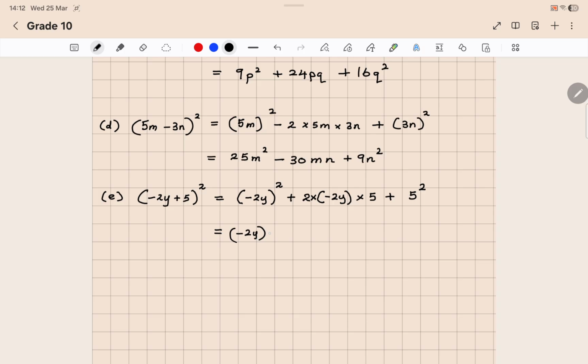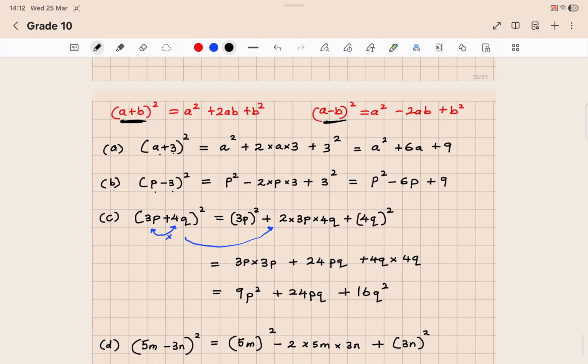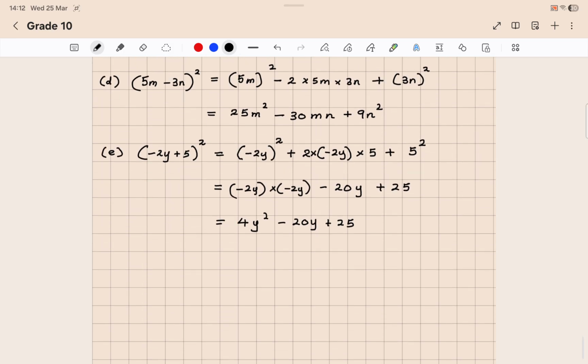Right, now simplify. Minus 2y times minus 2y. Minus 2 into minus 2 is 4, so 4y squared. 2 into minus 2 is minus 4. Minus 4 into 5 is minus 20y. Plus 5 squared is 25. So 4y squared minus 20y plus 25. So write it out, then you won't make any mistakes. Remember the formula. Now you have to use a plus b squared because middle is plus. Write it out and then simplify. That's it.